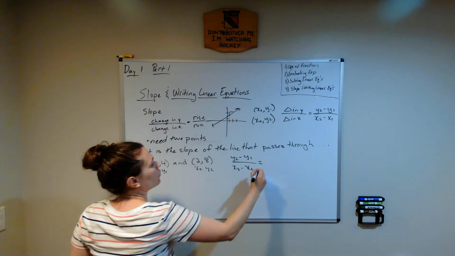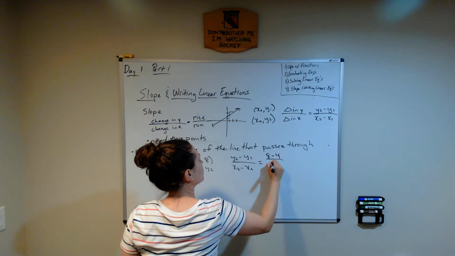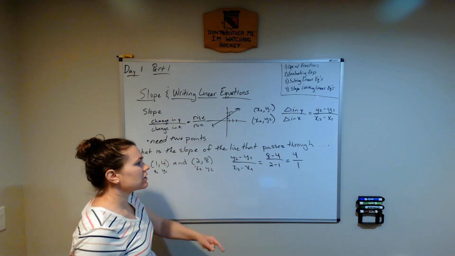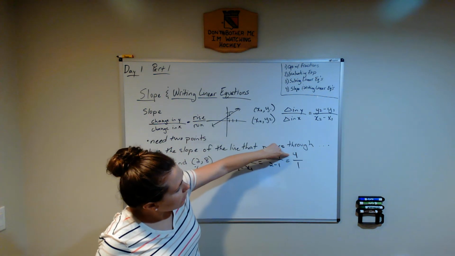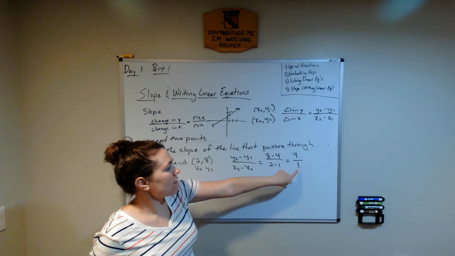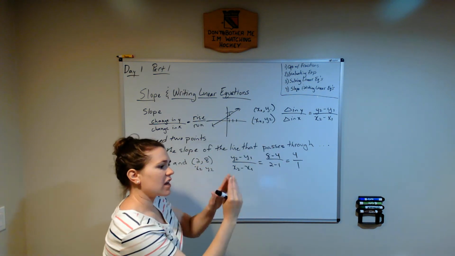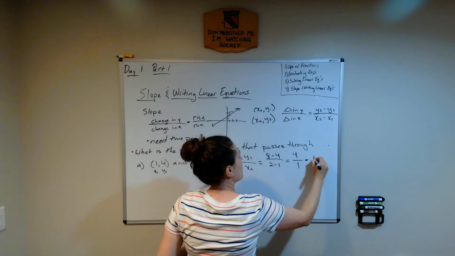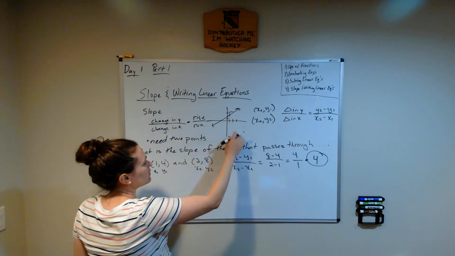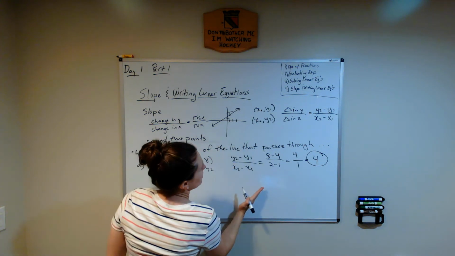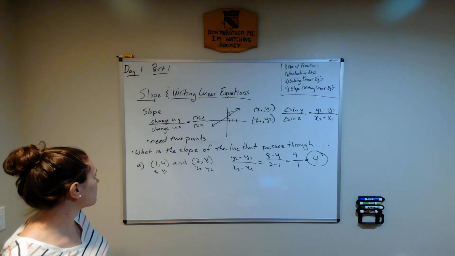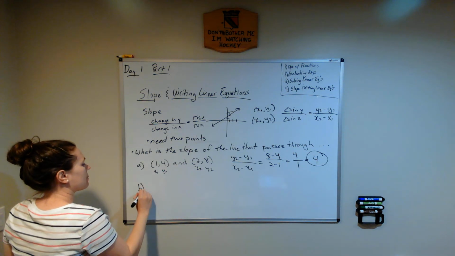So 8 minus 4 over 2 minus 1, 4 over 1. So what that means is your y is going to grow vertically by 4 for every 1 change in x. So that's going to be positive 4. So on the graph, if you looked at the graph of this line, you should see a positive tilt going up to the right. Okay, second one.